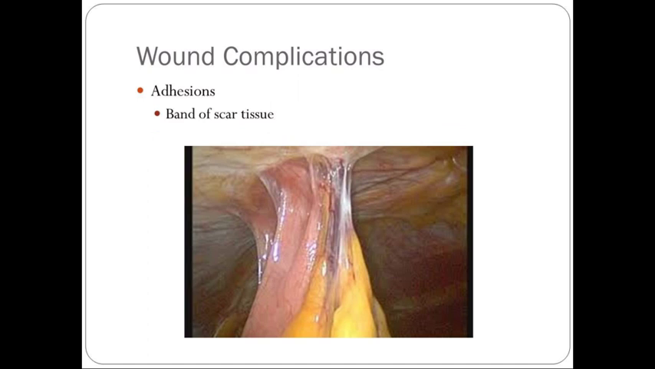Adhesions are a band of scar tissue that forms between the abdominal or pelvic organs and peritoneum. It usually forms after surgery or infection. Adhesions can be painful, and sometimes surgery is needed just to remove the adhesions.